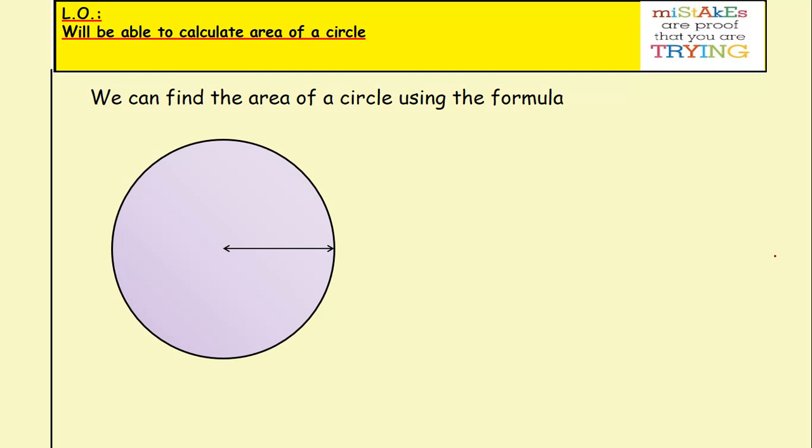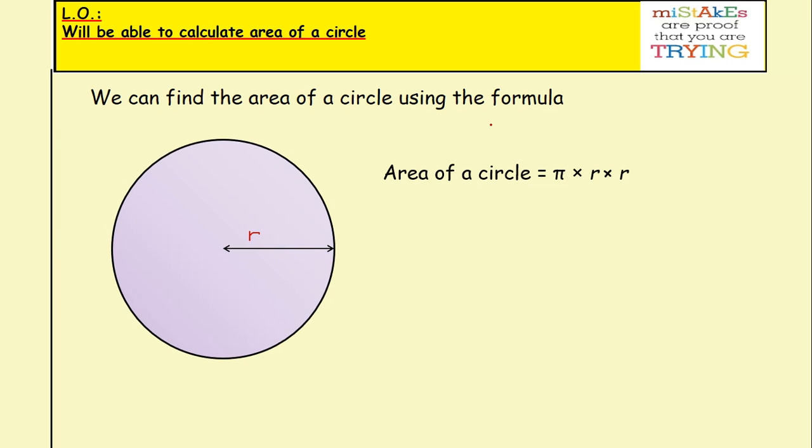So this is a circle and I have drawn the radius on the circle. Now, just a quick reminder, the radius is a straight line that comes from the center of the circle and joins the circumference. Why is this important? Because the area of a circle is actually pi times radius.